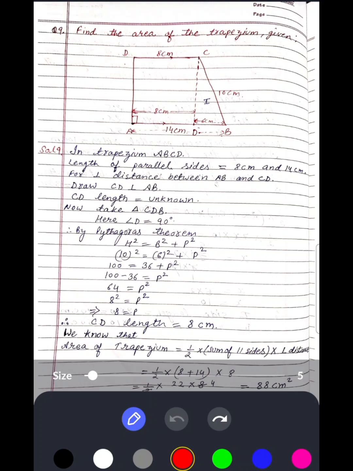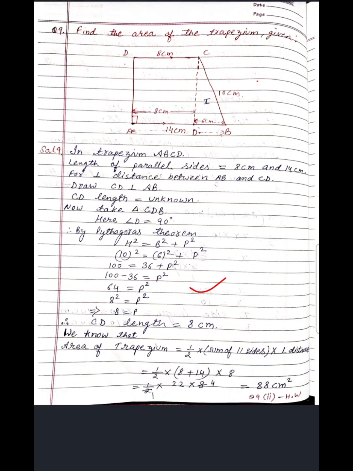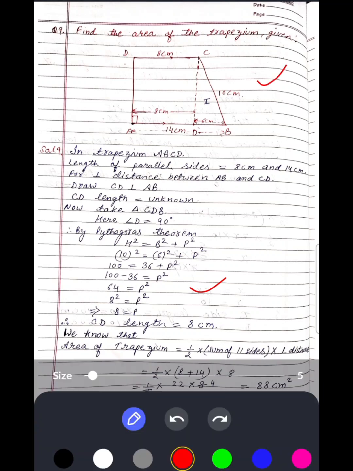But what about DB? So here, if I'm going to subtract 14 and 8, we'll get the length of DB. Just substitute the values. See here, 10 square is equal to 6 square plus P square. So just do the calculation and you will get the value of P, which is 8. And after that, we can find out the area of the trapezium easily.